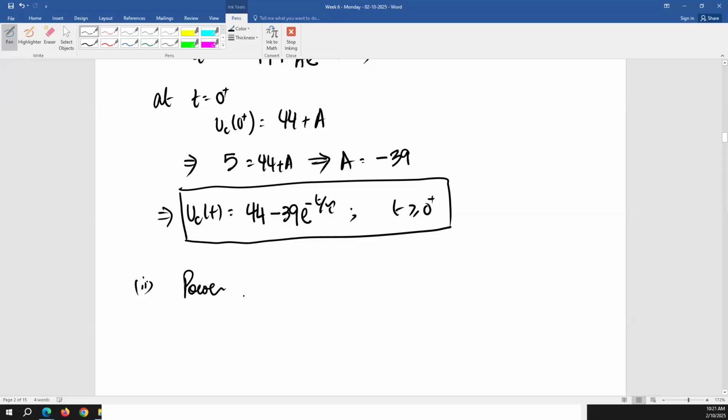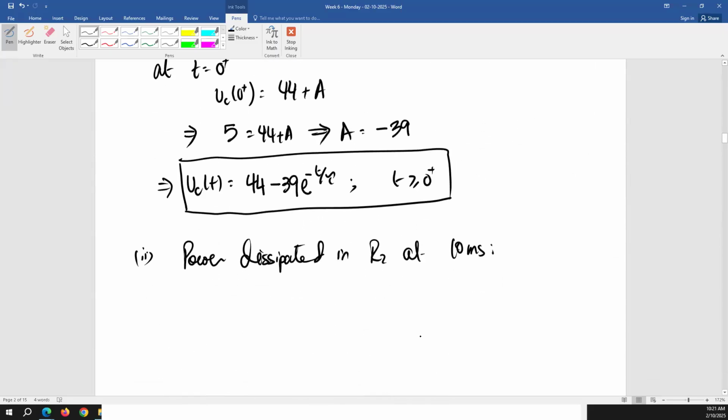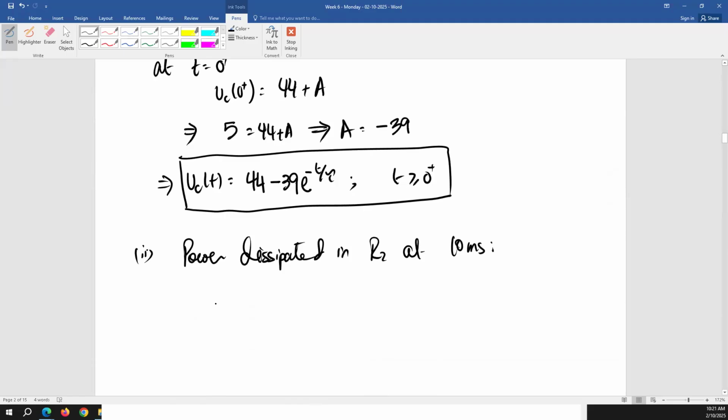Power dissipated in R2 at 10 millisecond. All right, so since voltage across R2 is the same as VC, we're going to find VC. We can write down PR2 at 10 millisecond. We can do it a couple of ways. We can do VC at 10 millisecond squared over R2. That is one way to do it. The other way to do it is VC at 10 millisecond times IS2.